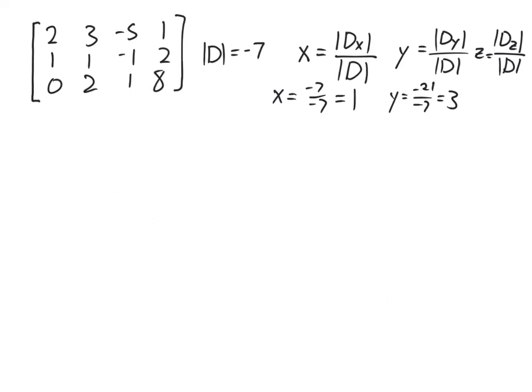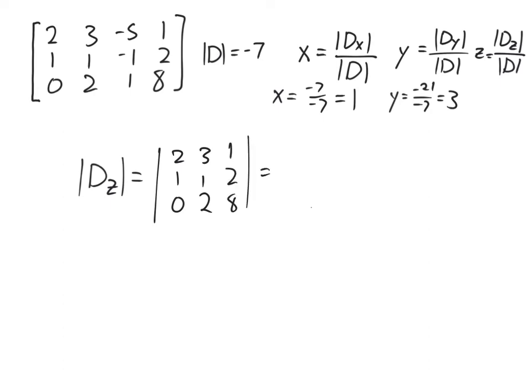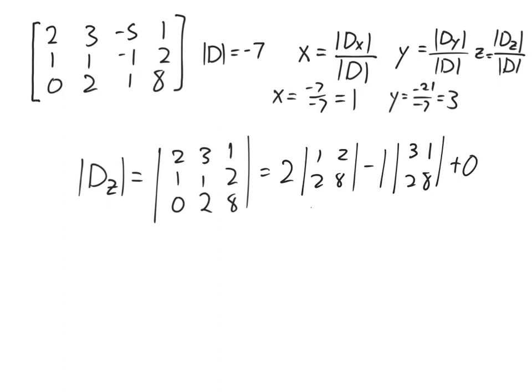Last piece. So let's find the determinant of d sub z, which is going to be the same idea. I'm going to take this and replace it with my z, which is going to give me the determinant of 2, 1, 0; 3, 1, 2; 1, 2, 8. And I'm going to use this column again, because it has a 0. 2 times 1, 2, 2, 8. And then minus 1 times 3, 1, 2, 8, plus 0 multiplied by who cares.